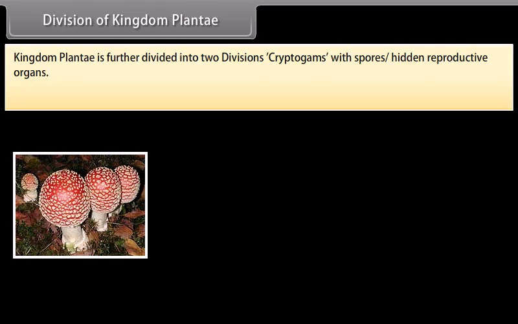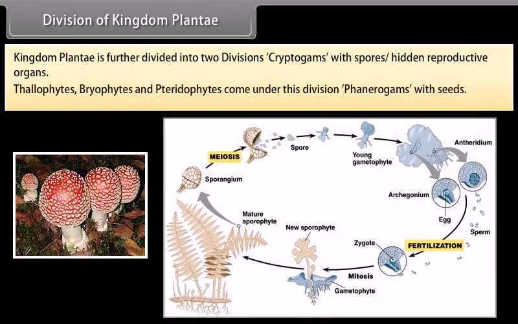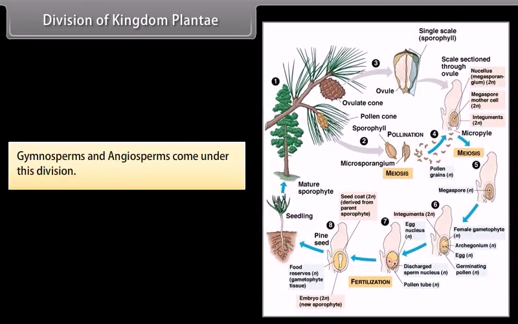Kingdom Plantae is further divided into two divisions: cryptogams, with spores and hidden reproductive organs. Thallophytes, bryophytes, and pteridophytes come under this division. Phanerogams, with seeds. Gymnosperms and angiosperms come under this division.